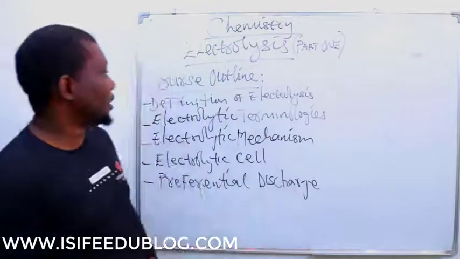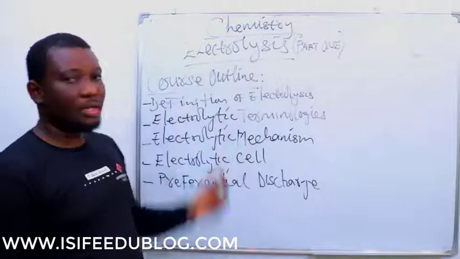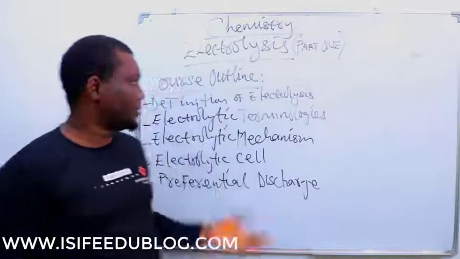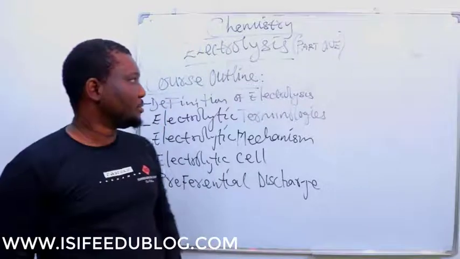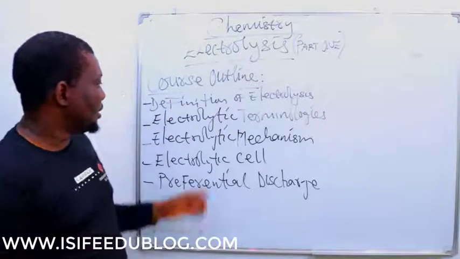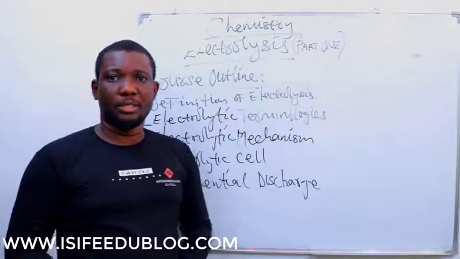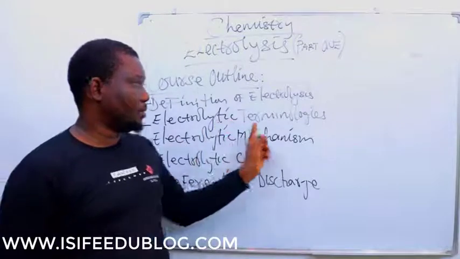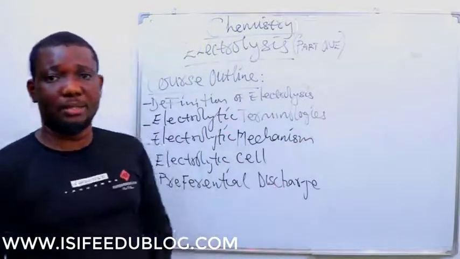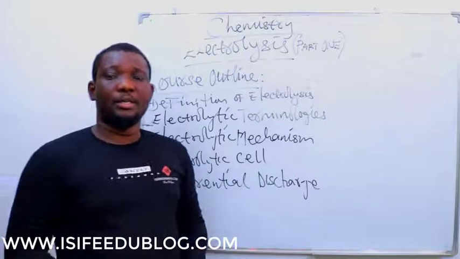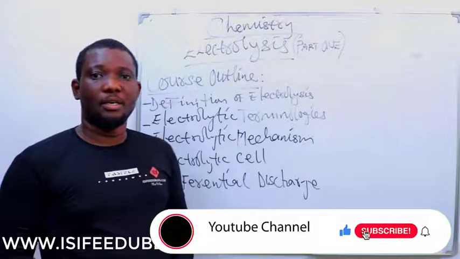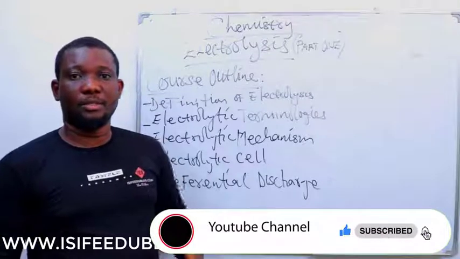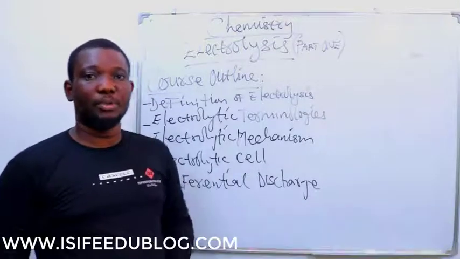Okay, we're going to start immediately without wasting time. These are the course outline of what we're going to be looking at. Electrolysis. First, we look at the definition of electrolysis and then electrolytic terminologies. We're going to look at the electrolytes, examples of electrolytes, non-electrolytes, strong electrolytes, weak electrolytes with examples.